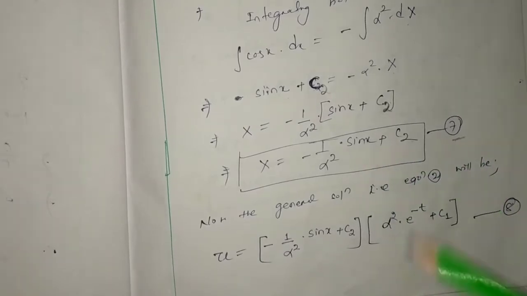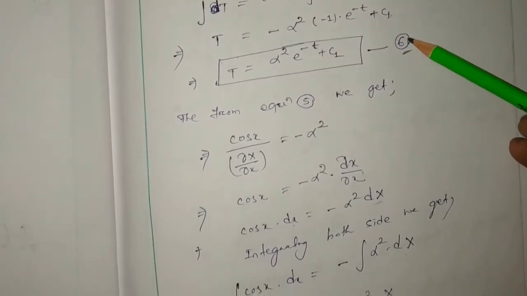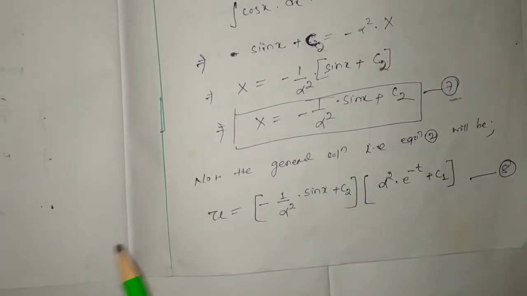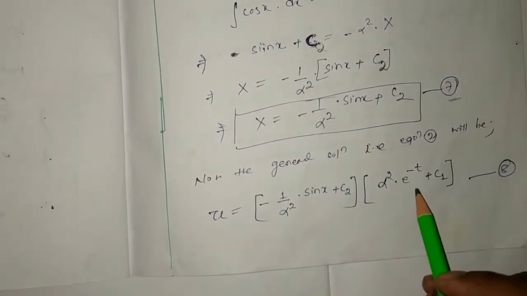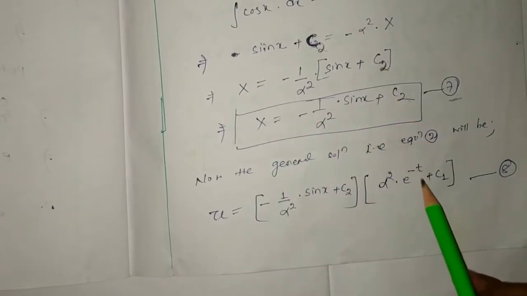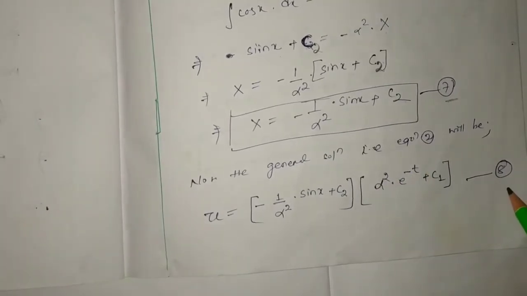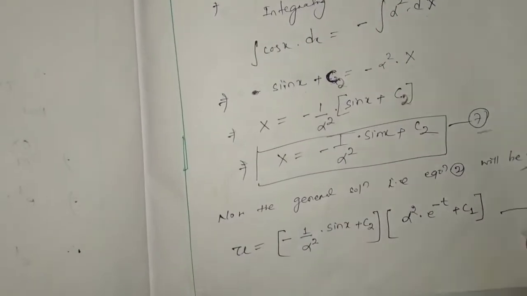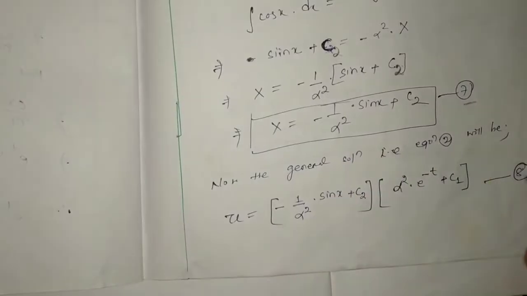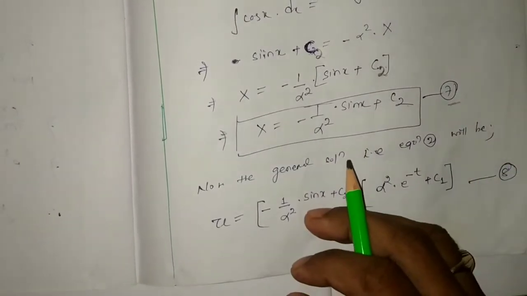So the next step is that the two solutions we found, that means equations number 6 and 7, we have to put in our general solution, that is equation number 2, u equals X and T. So instead of X we put this one, and instead of T we put this one. Let this be equation number 8. Now you can see this equation number 8 is going to be solved by using the boundary conditions.